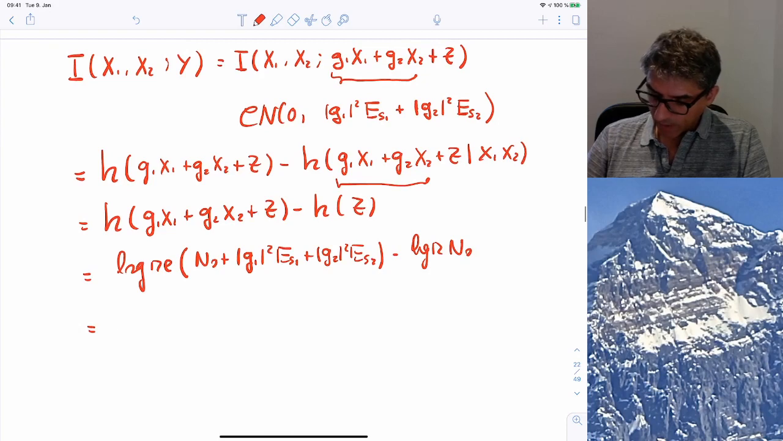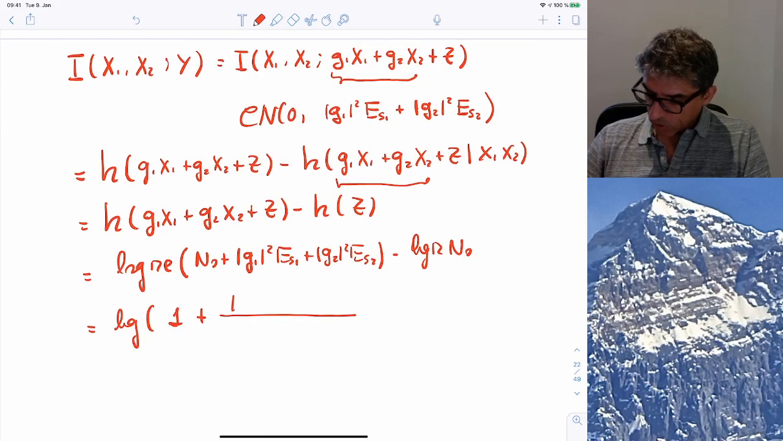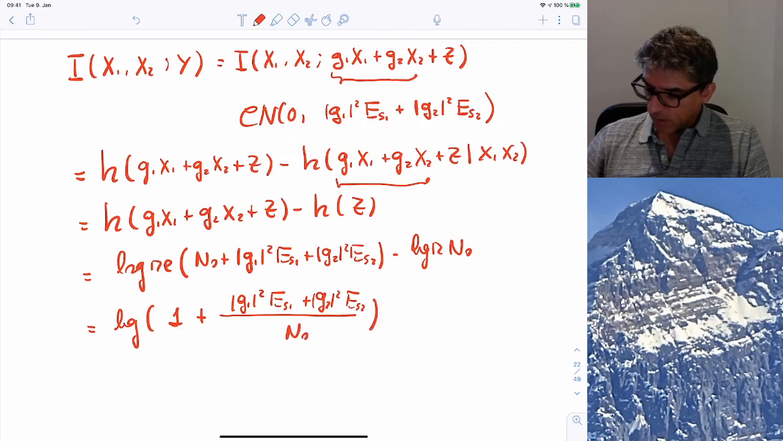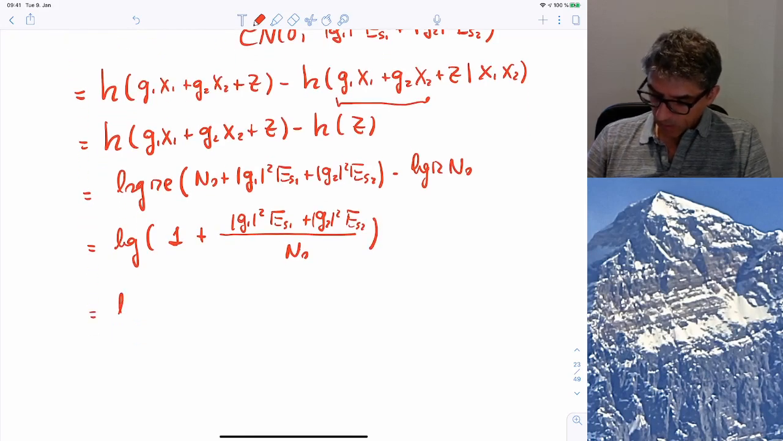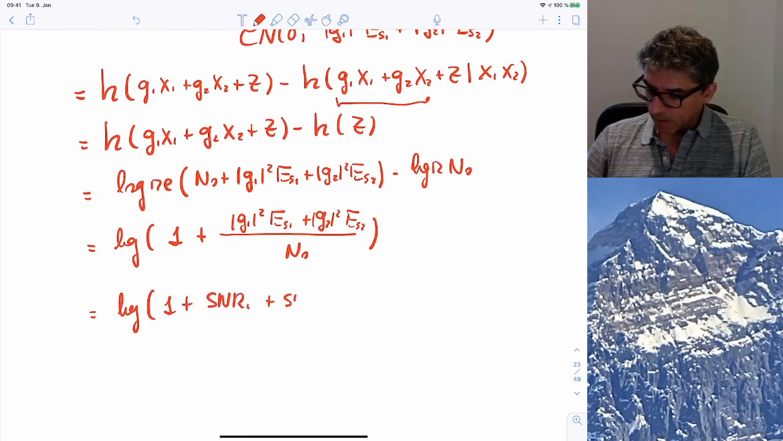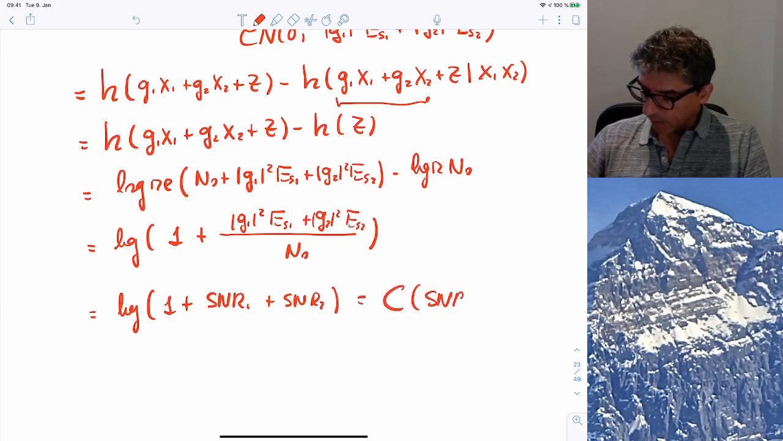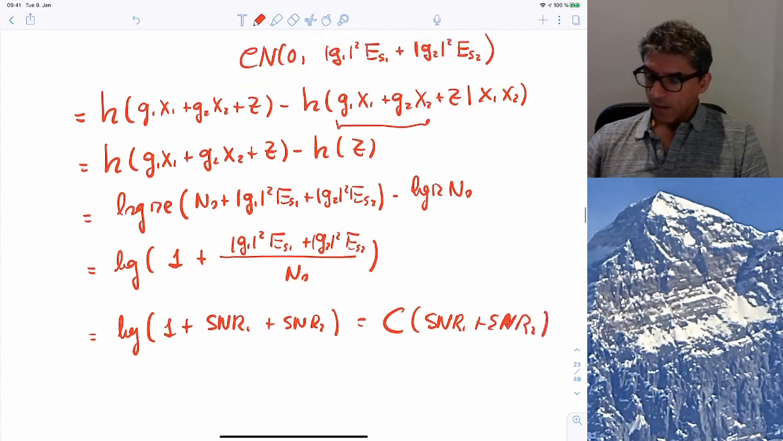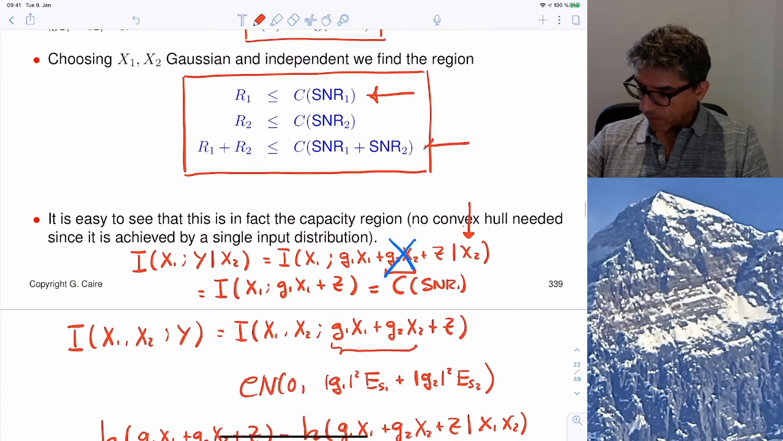And so overall at the end we have log of 1 plus g1 square ES1 plus g2 square ES2 divided by n0, and this can be written as log of 1 plus SNR1 plus SNR2, which is exactly C of SNR1 plus SNR2, okay, which is this inequality here, okay?